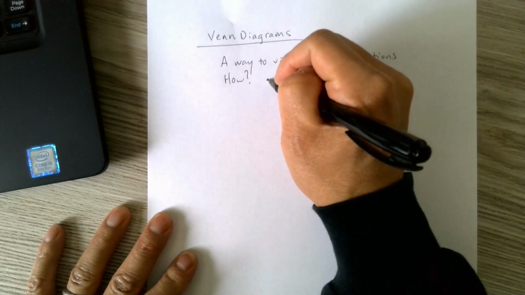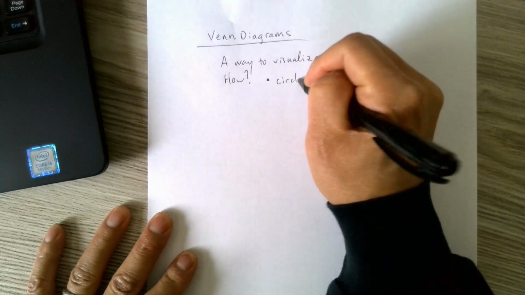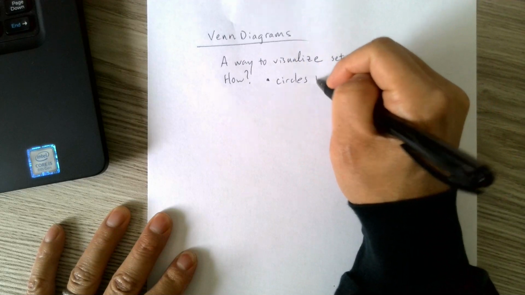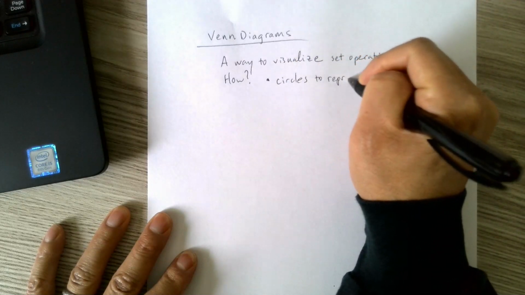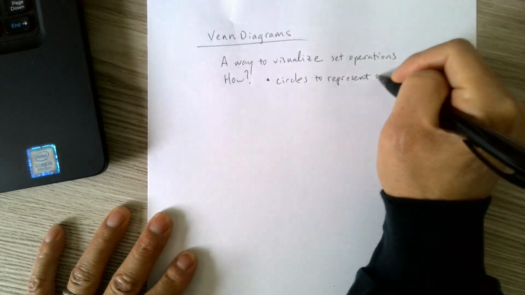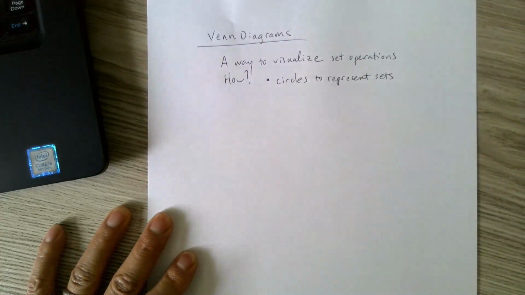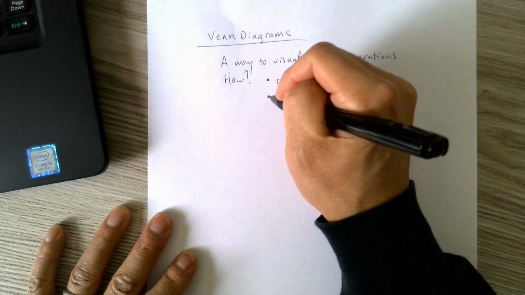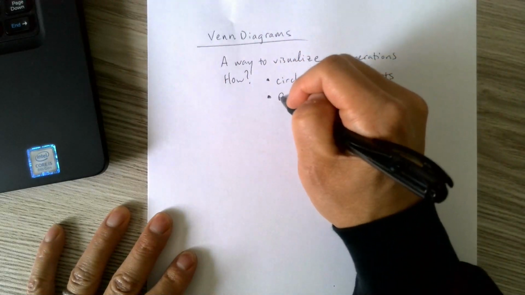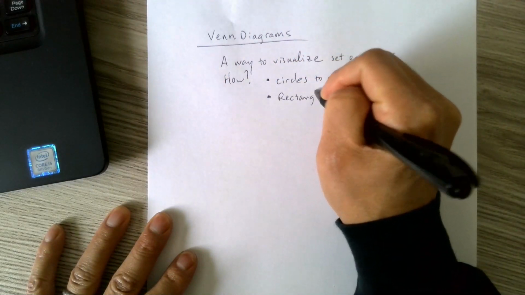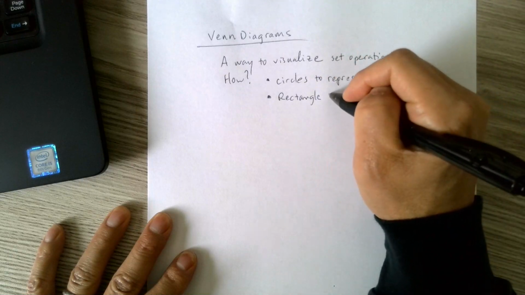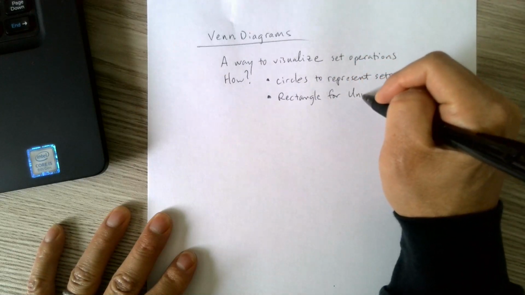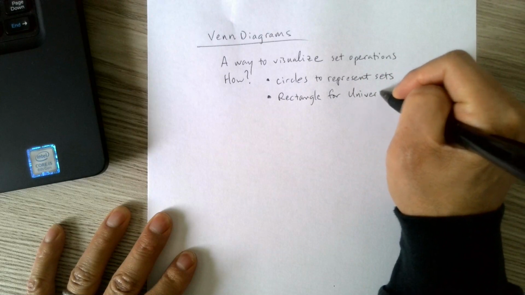So first of all, we use circles to represent sets. So anytime you see a circle in a Venn diagram, it's a set. Except we use a rectangle for the universal set. So that one is different.